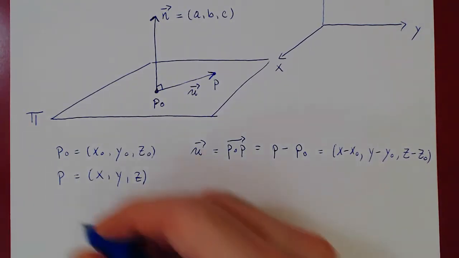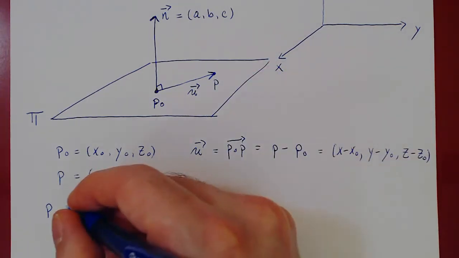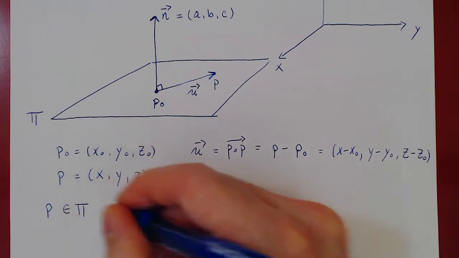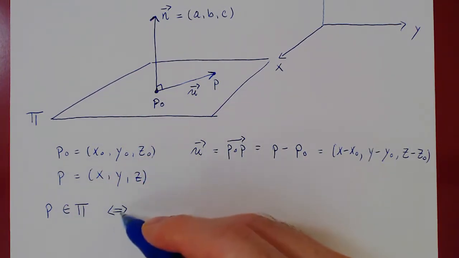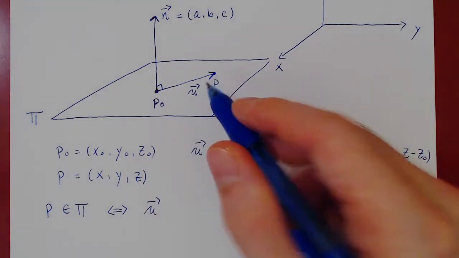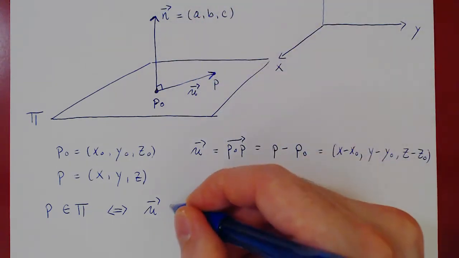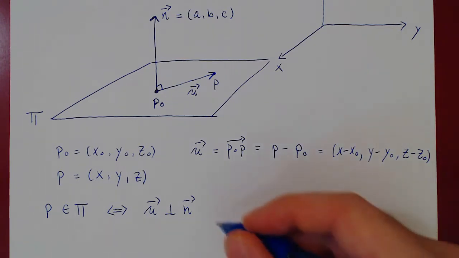Let's just rephrase what we've just said. An arbitrary point in space, x, y, z, will belong to the plane, will be a point on the plane if and only if, right, this is the double-headed arrow, which means if and only if the vector u, P0 P, is perpendicular to the normal vector to the plane. And now we have a criterion. From this we can easily build an equation for the plane. Remember that two vectors are perpendicular if and only if their dot product is 0.